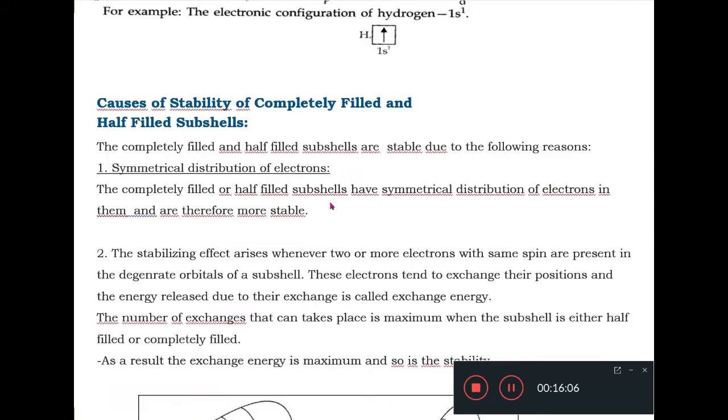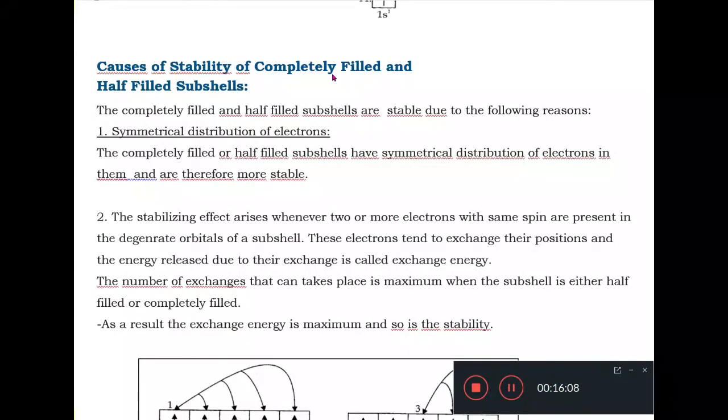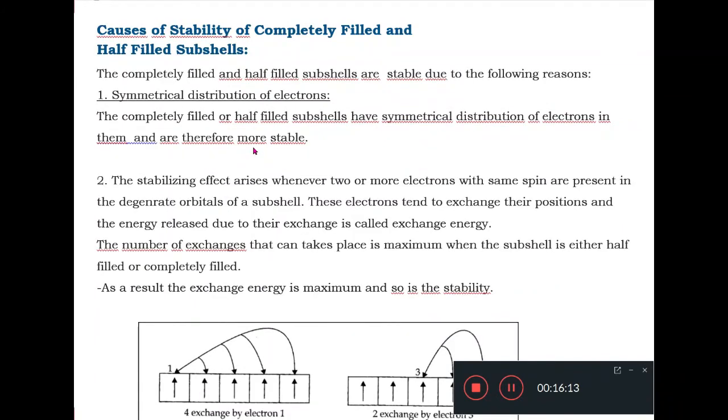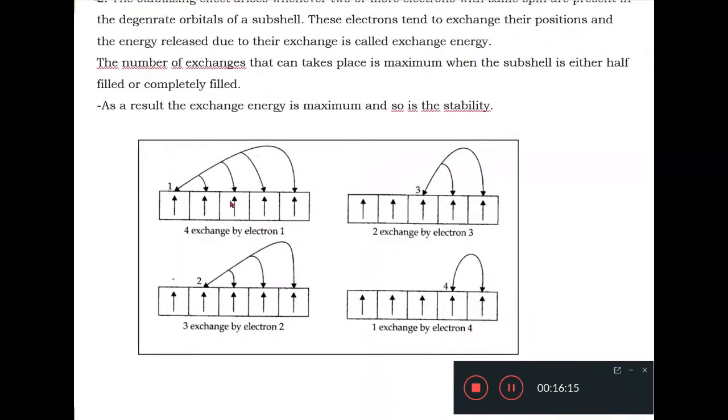Next, causes of stability of completely filled and half filled subshell. Students, please remember one more thing. As you can see in this diagram, 1, 2, 3, 4, 5. There are 5 orbitals. It means it is D subshell. Which subshell? D subshell. And there are total 5 electrons. When D subshell has 5 electrons, we say that it is half filled.